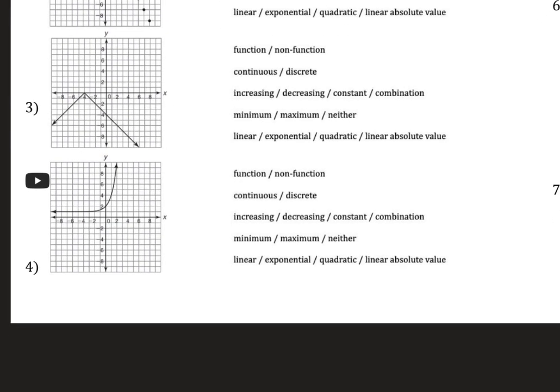We're going to determine if it's a function or non-function. So this is going to be a function because it passes the vertical line test. It's continuous since it is a smooth curve. Going from left to right, that is an increasing function because it's going up. This function has neither a minimum nor a maximum. And then the function that is kind of a smooth curve that flattens out on one side is going to be exponential.